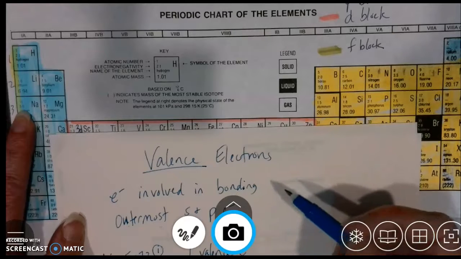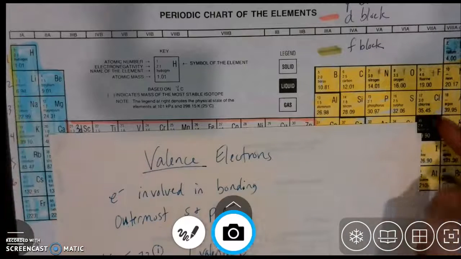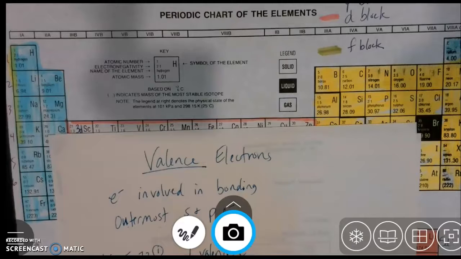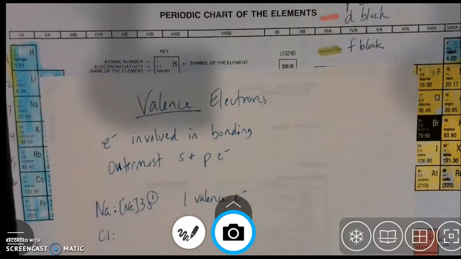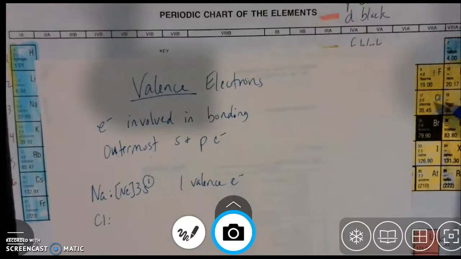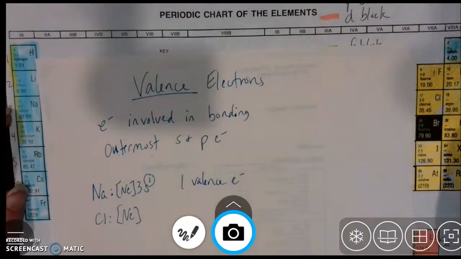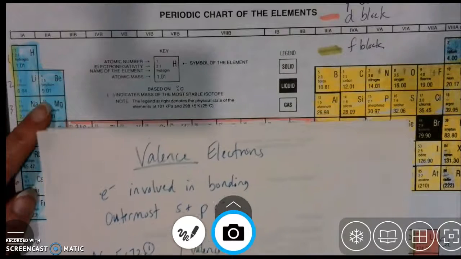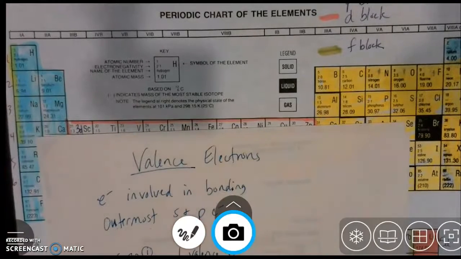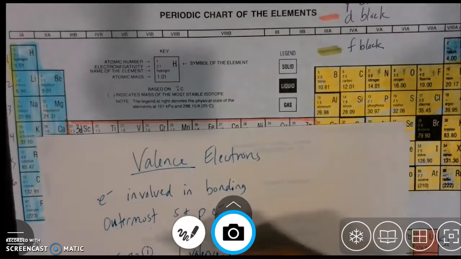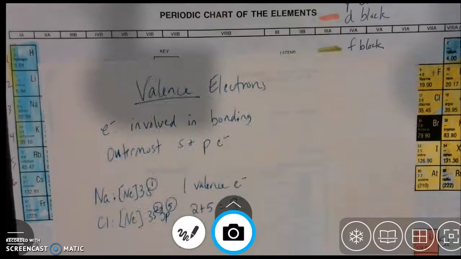My next example, I'm going to jump to chlorine, a little further out in my row here. For chlorine, I have to go back to neon as well. If I'm marching from neon, which is 10, I'm going to go through 3s2, and then that's going to take me out to 3p5. I'm going to add both the S and the P, so 2 plus 5 gives me 7 valence electrons.